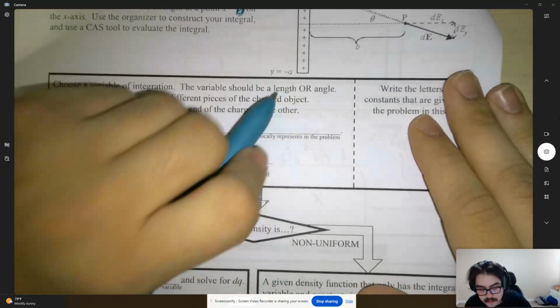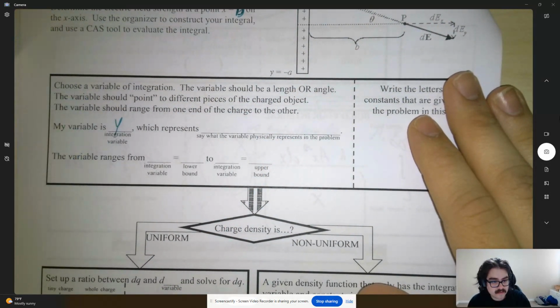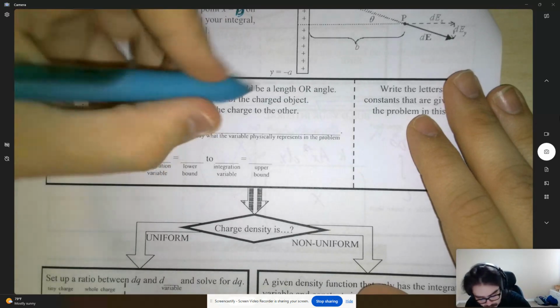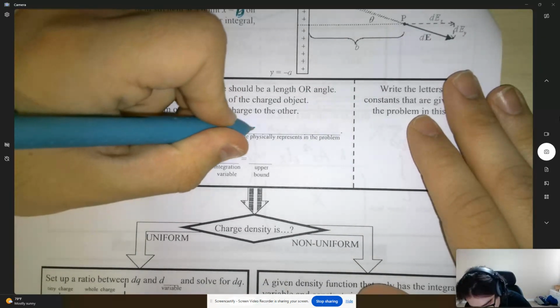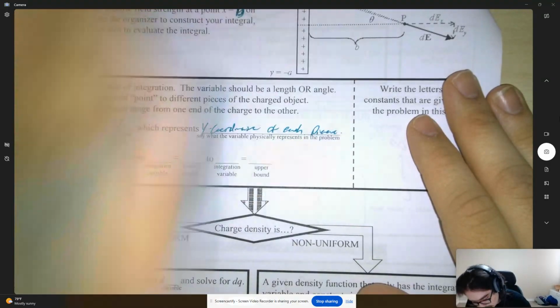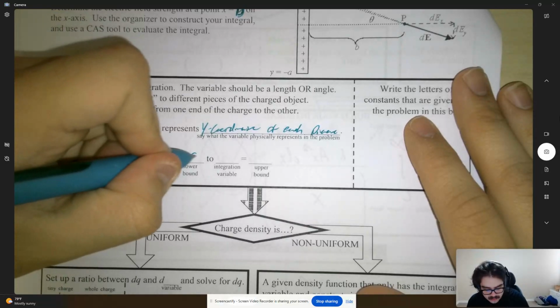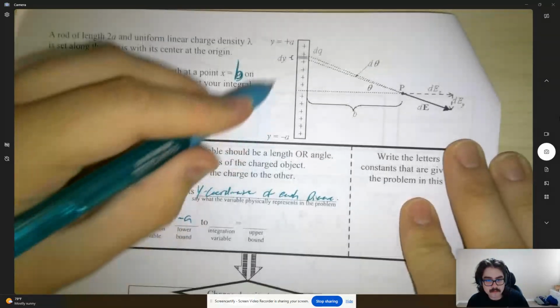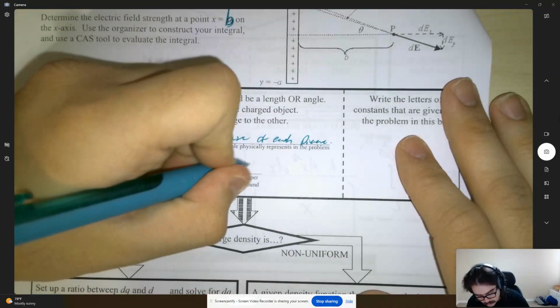I'm going to choose my length as being my variable. I'm going to choose my variable being y, which represents the y coordinate of each piece. This variable has to range from -a, because it says in the problem -a is the lower bound and positive a is the upper bound.